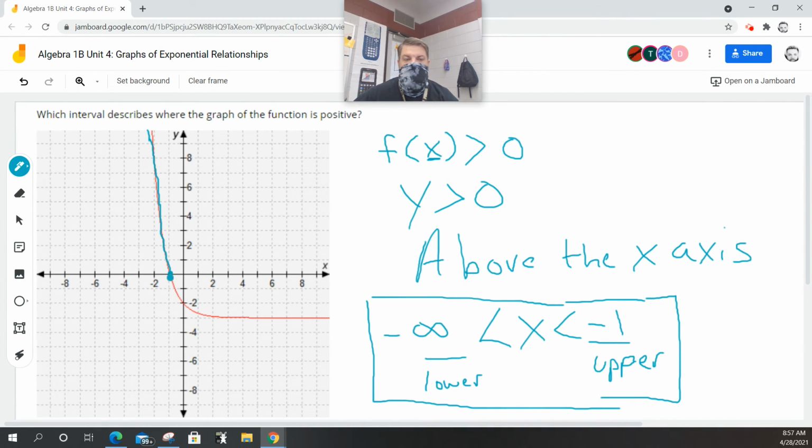So just a quick recap. We want to know when the curve is above the x-axis because the y value is positive. But when they ask for the interval, they want to know what values of x does this occur. Why? Because y is a function of x. So we always define that by the values of x. That's the confusing part. When is y positive? When x is negative in this particular case. Not, well, from negative 1 on down.